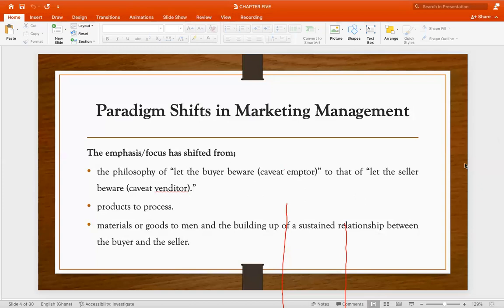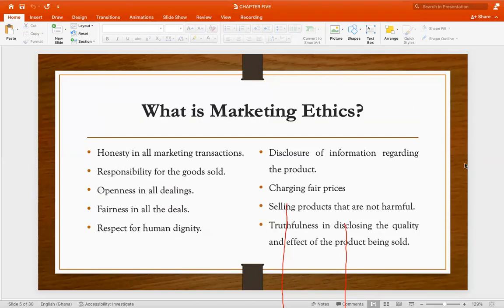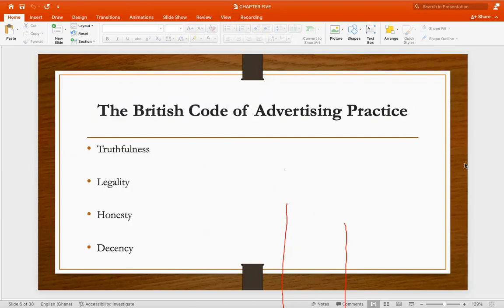In the British Code of Advertising Practice, they hinge their principles on four things, which always talk about truthfulness. So once you decide to advertise, they have that Code of Advertising Practice: truthfulness, legality, honesty, and decency. And these things are self-explanatory.